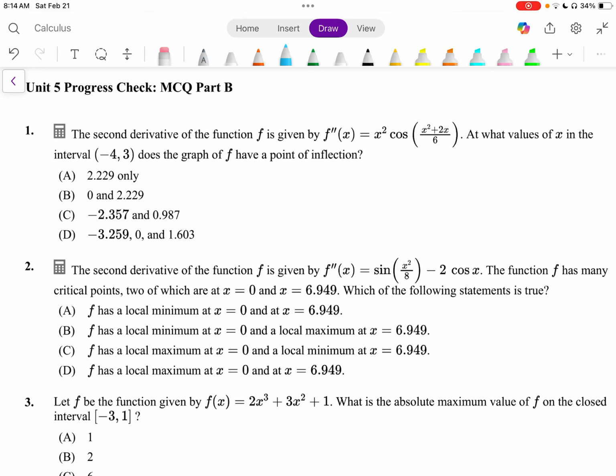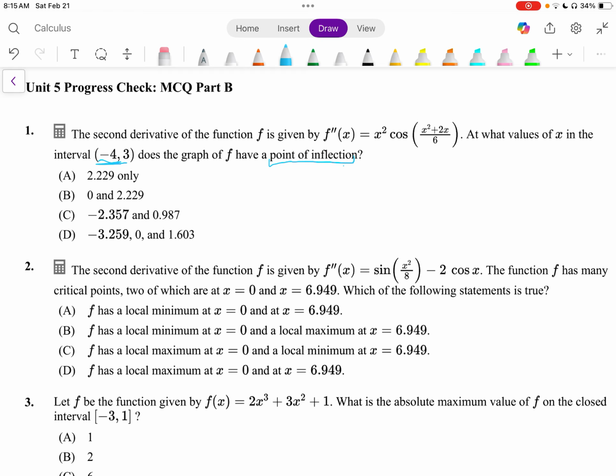This is Unit 5 Progress Check Part B. Number 1 and number 2 both are calculator questions. So number 1, the second derivative of the function f is given by that function right there. At what value of x in the interval -4 to 3 does the graph have a point of inflection?